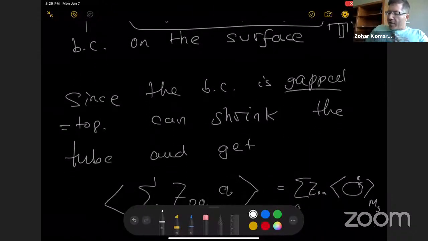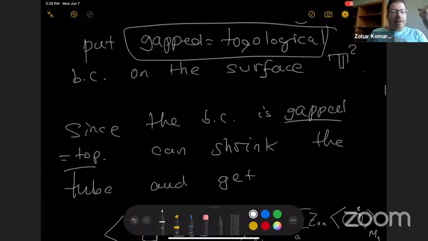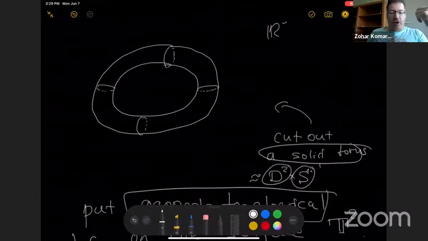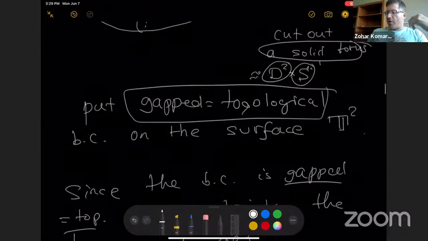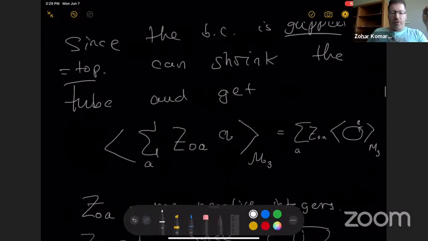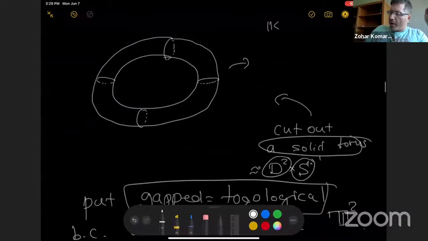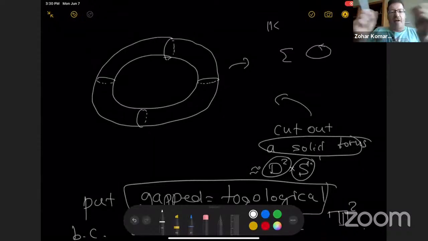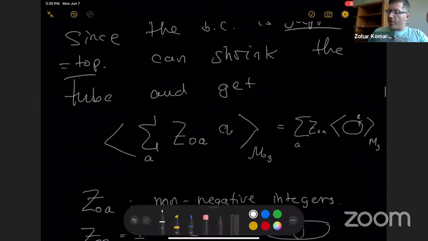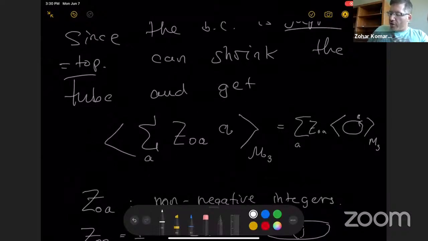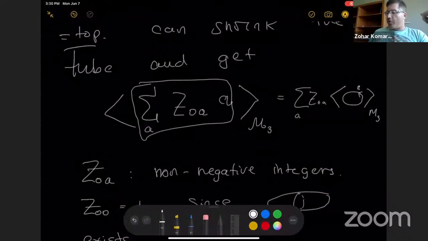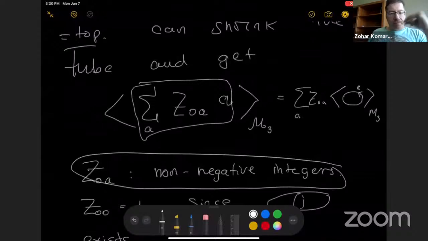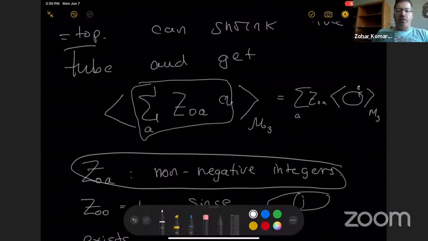Since the boundary condition is gapped, and that means that it's topological, we can shrink the tube. And this is one thing that we cannot do for ordinary boundary conditions, for instance, those that were studied in the 80s by Elitzur, Seiberg, Schwimmer, and more. In these boundary conditions that are gapped, we can shrink the torus, and it's really just a sum over anyons. By shrinking it, we get a sum over anyons, because when we shrink it, it becomes infinitesimal. We can think about it as a world line of anyons. So the big deal in this business is that the boundary condition is equivalent to a linear combination of anyons with some coefficients, which I will call Z0A. And these coefficients are some non-negative integers.